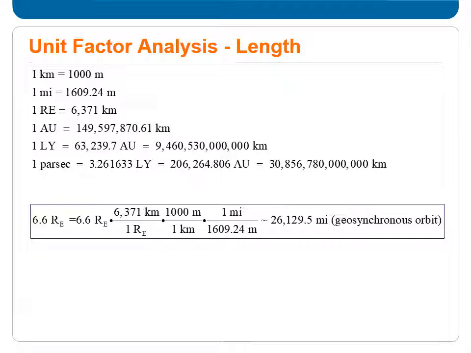How far is 6.6 Earth radii in miles? We can find this by converting the Earth radius to kilometers, kilometers to meters, and then meters to miles. Cancel the units of Earth radii, cancel the units of kilometers, cancel the units of meters. It's over 26,000 miles from the center of the Earth. This is roughly the distance of geosynchronous orbit, where many of our telecommunication satellites live.